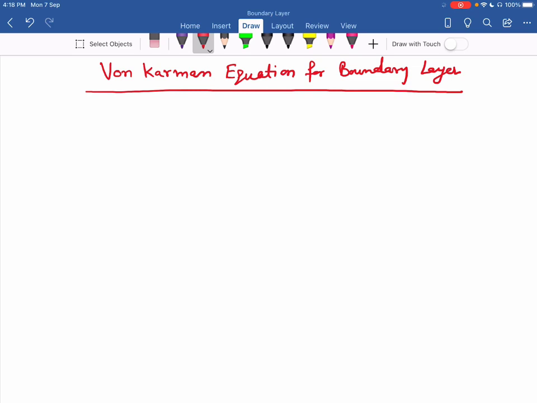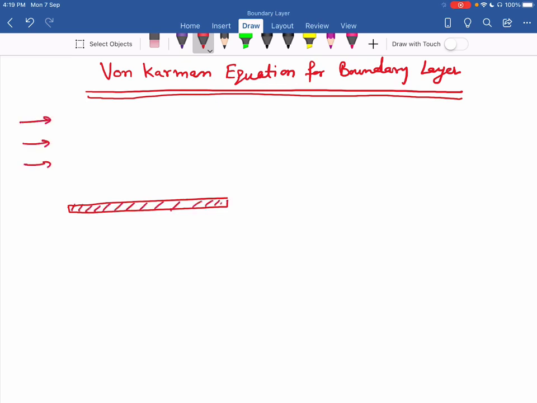So in boundary layer, the next topic is the von Karman equation for boundary layer. To derive this relation, we consider a flat plate again. Say some fluid is flowing above this plate with average velocity u. Now on this plate, a boundary layer is formed, something like this.